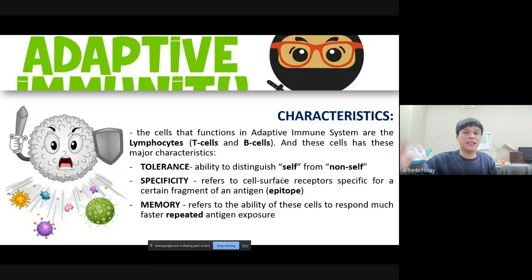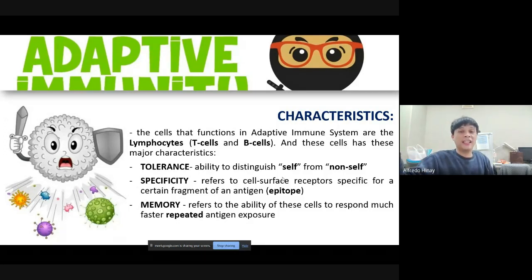So, the characteristics of your adaptive immunity, we know this already, right? During our first discussion, they have three major characteristics. You have your tolerance, the ability to distinguish self and non-self. So your T cell and B cell should recognize, when they circulate, that this is a heart antigen, this is a liver antigen, this is a kidney antigen. Because if they do not recognize it, the problem will lead to autoimmune diseases. And then, sir, how do the B cell and the T cell distinguish whether an antigen is self or non-self?